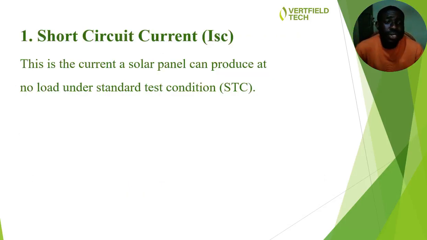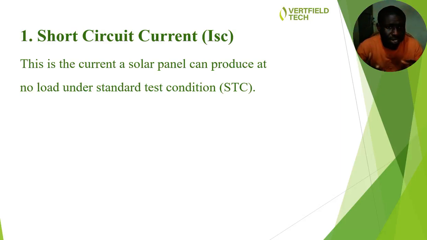Now, short circuit current, ISC. Short circuit current, ISC, of a solar panel is the maximum current which your solar panel can produce at no load. This simply means that this is the current your solar panel can produce when it is not loaded, when it is at rest, when you have not connected it to any other solar panel or to the load. That is either the inverter or the charge controller, depending on the type of connection you intend to make.